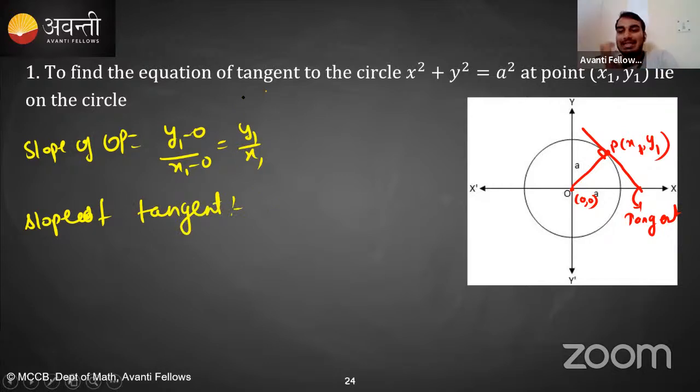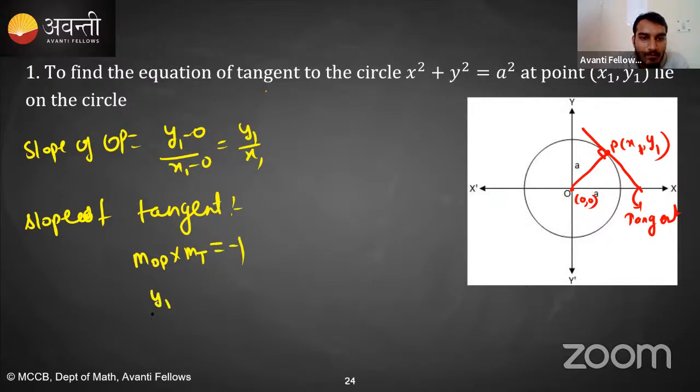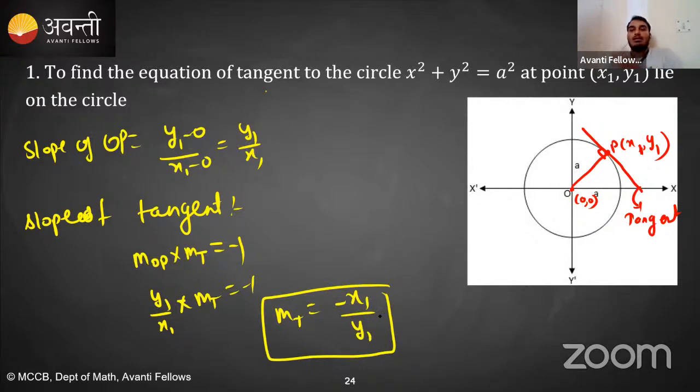Yes, very good. The tangent is perpendicular to the line OP, right? These two lines are perpendicular to each other, so the slope of OP into the slope of the tangent, which I'm representing as MT, would be −1. So y1 upon x1 into MT is −1. So what is the slope of the tangent from here? Minus x1 upon y1. Is that clear?